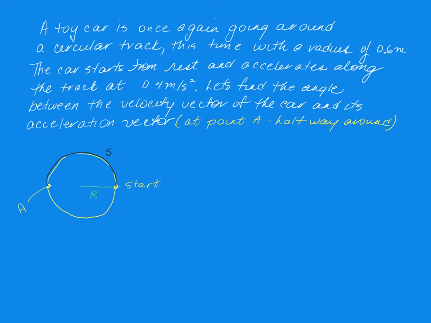Our goal again is going to be to find the angle between the velocity vector of the car and its acceleration vector at point A, which, as we can see, is halfway around the circle. So the first thing you're going to do here is pause and see if you can find the relationship between S, R, and the angle.